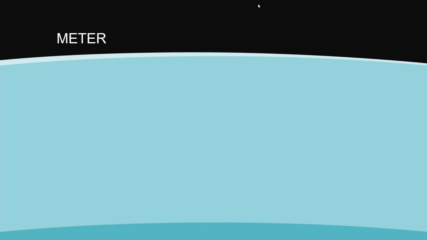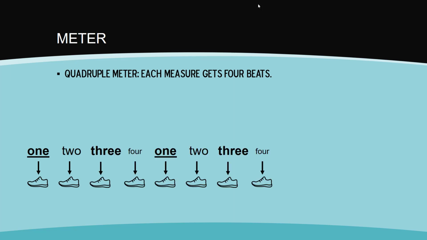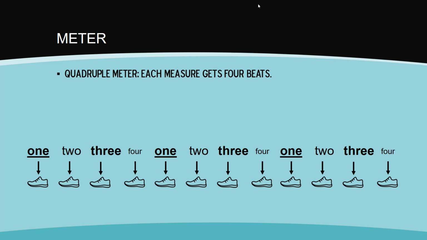In quadruple meter, each measure gets 4 beats. The first beat gets the strongest accent. The third beat is slightly less accented than the first. The second beat gets some accent, and the fourth beat gets little to no accent. Quadruple meter would be counted like this: 1, 2, 3, 4, 1, 2, 3, 4, 1, 2, 3, 4.